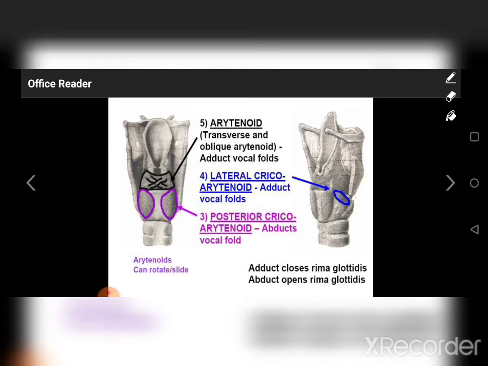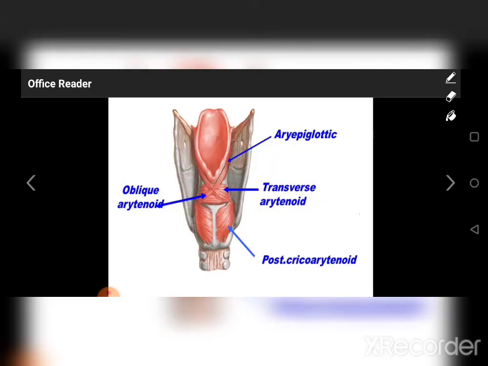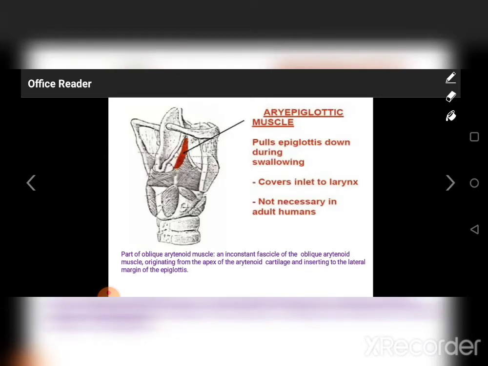Then the fifth muscle is the transverse and oblique arytenoid. These are again adductors of the vocal folds. In the diagram we can see the transverse arytenoid, oblique arytenoid and posterior cricoarytenoid. These muscles are very important for sound production. Then the aryepiglottic muscle pulls the epiglottis downwards during swallowing and covers the inlet of the larynx. It is not necessary in adult humans.